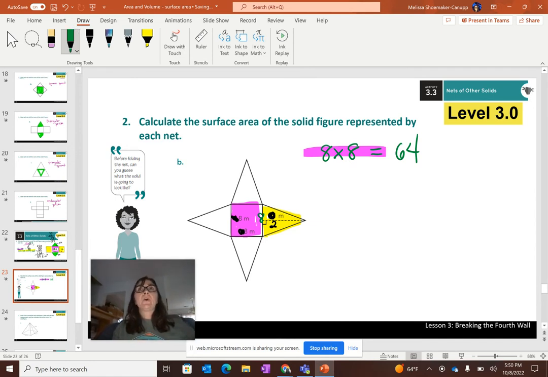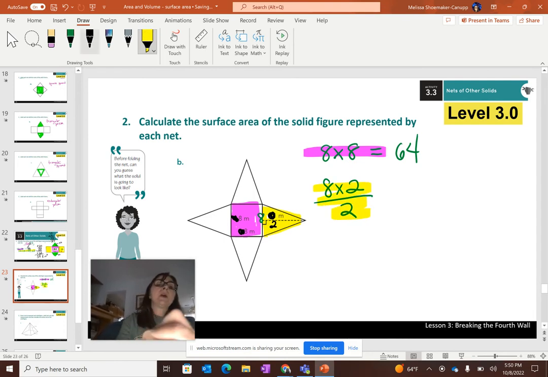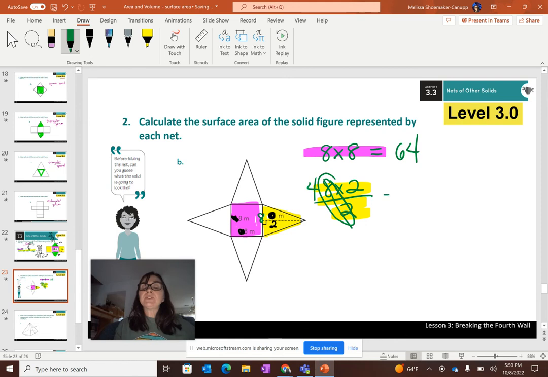Okay, so I'm thinking about 8 times 2 divided by 2, because remember that's the formula to find the area of a triangle. So I can cut 8 in half before I multiply. Half of 8 is 4. 4 times 2 is 8.